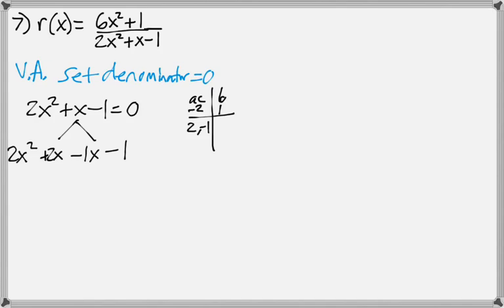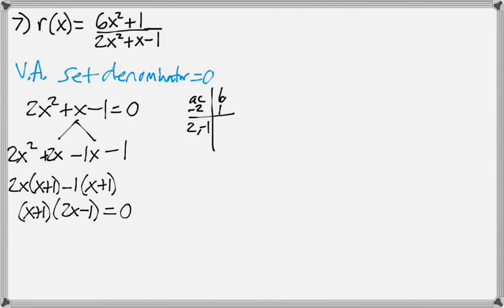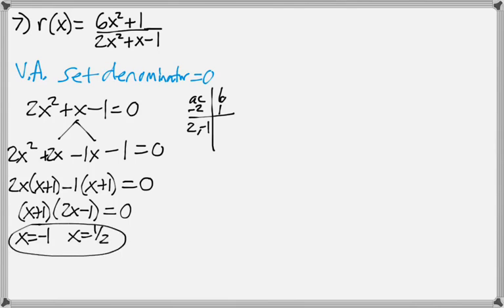And then I can do factor by grouping. So take the 2x out, and I have x plus 1. And then minus 1, and I have x plus 1. So then if I finish the factor by grouping, this is what I have. I guess technically these are all equal to 0 here. So if I solve this, I get x is equal to negative 1, and x is equal to 1/2. So these are, again, you don't need to put this, but these are vertical lines.